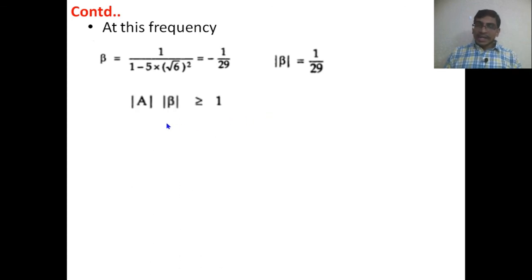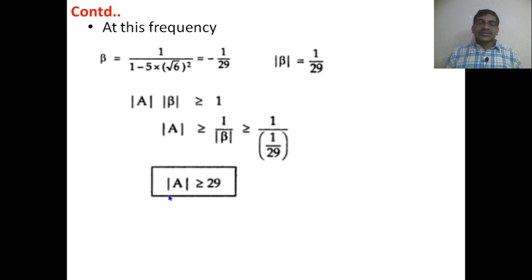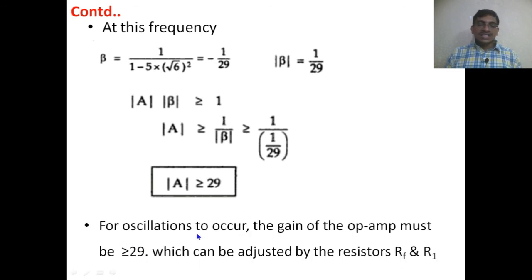We already know that in order to satisfy the Barkhausen condition, A beta must be equal to 1 or greater than or equal to 1. Therefore A is greater than or equal to 1 by beta, which is 1 by 1 by 29, which is 29. Therefore the gain of the amplifier must be equal to or greater than 29 in order to start and maintain sustained oscillations. For oscillations to occur, the gain of the op amp must be greater than or equal to 29, which can be adjusted by the resistors RF and R1.